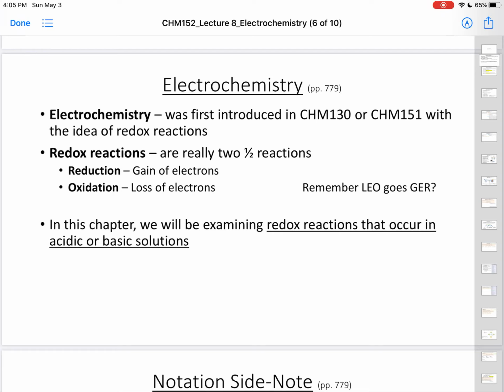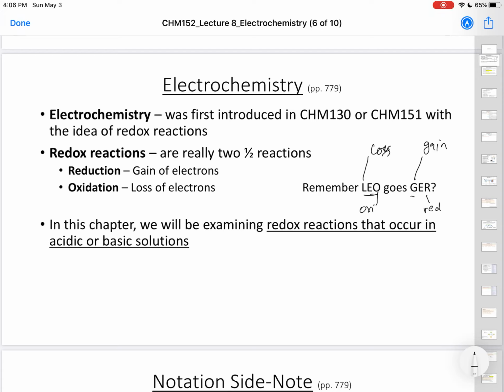Redox reactions are really two half reactions where you have a reduction, which is a gain of electrons, and an oxidation, which is a loss of electrons. In a lot of classes, we often use LEO goes GER. LEO means the loss of electrons, and GER means the gain of electrons. The O stands for oxidation, and the R stands for reduction. So the loss is an oxidation, and the gain is a reduction.